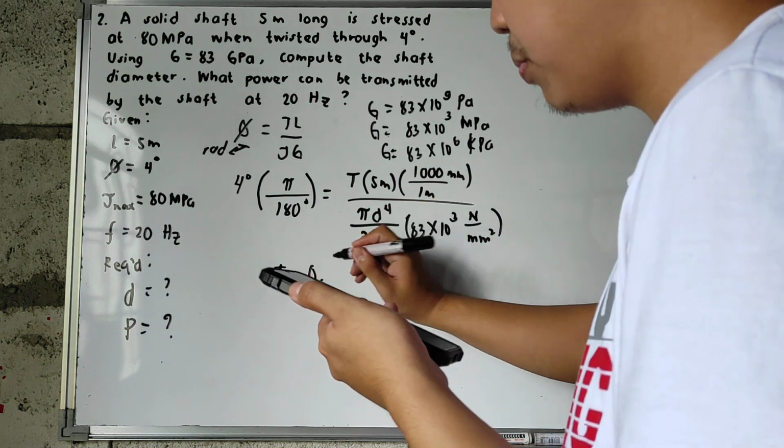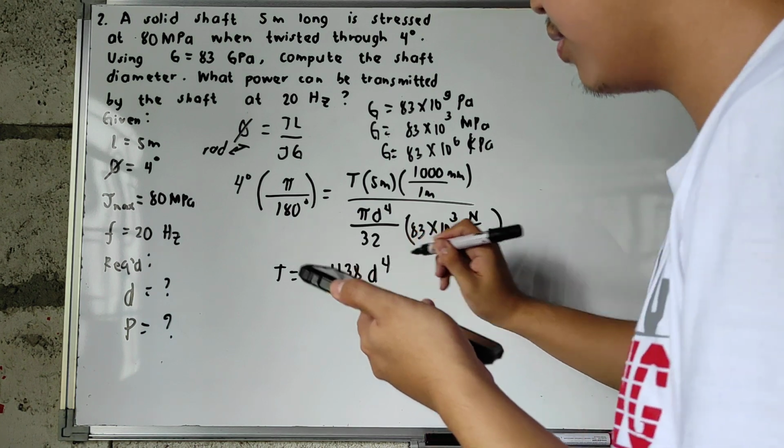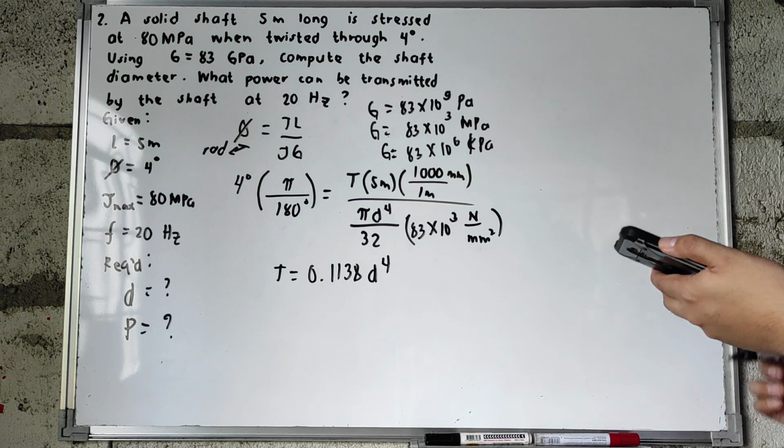So for our torque, if we simplify everything, we will have 0.1138 D raised to the 4th. So we got our T in terms of D.